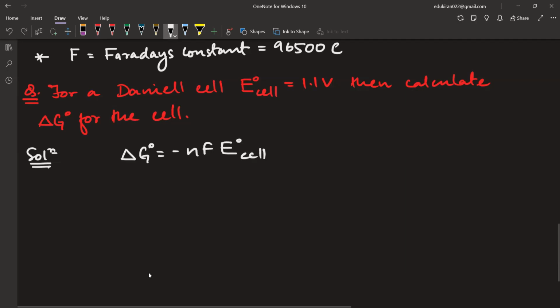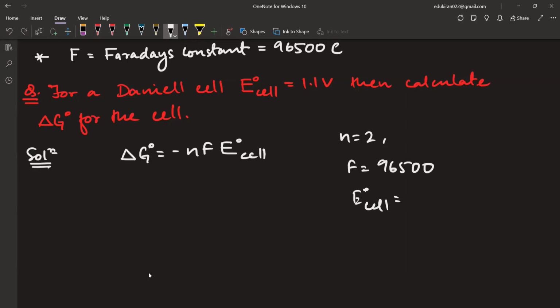Okay. Now here what do we have? We have N is equal to 2 because it is what? Zinc and copper couple, and F is equal to how much? 96500. And E naught cell is equal to how much? See, everything is given. It is equal to 1.1 volts. So this whole thing will be equal to minus of, please don't forget the minus, 2 into 96500 into 1.1. Okay, and whatever you get as the answer, this was asked for 2 marks.